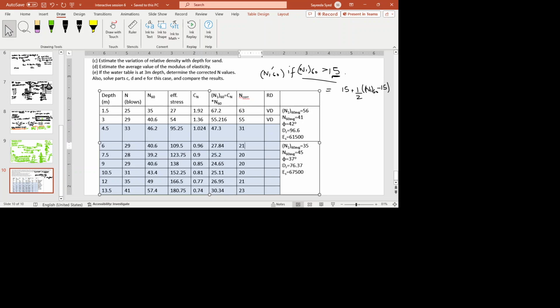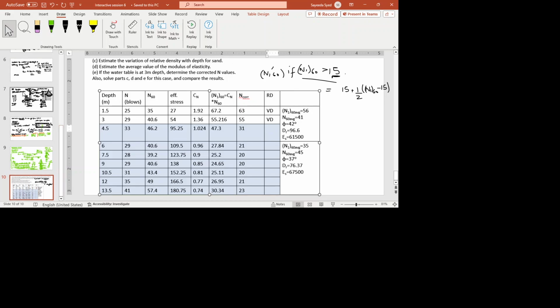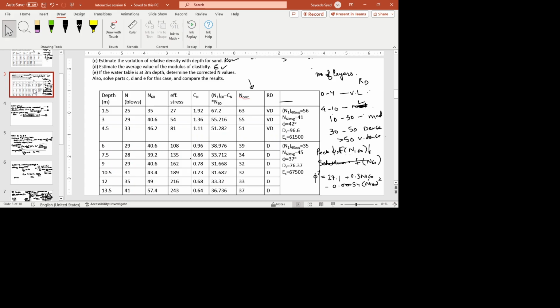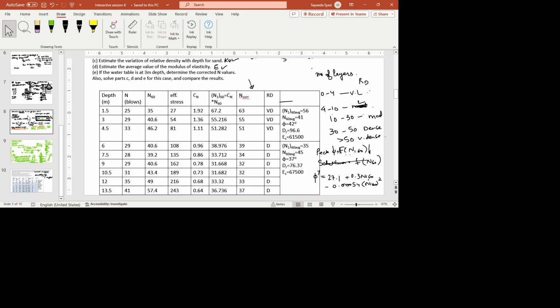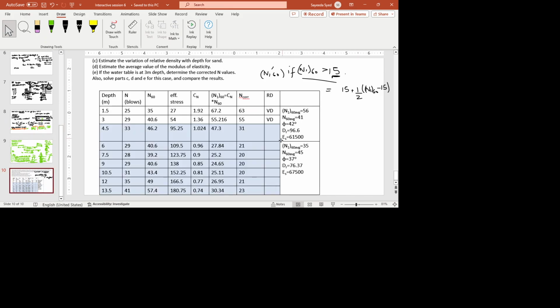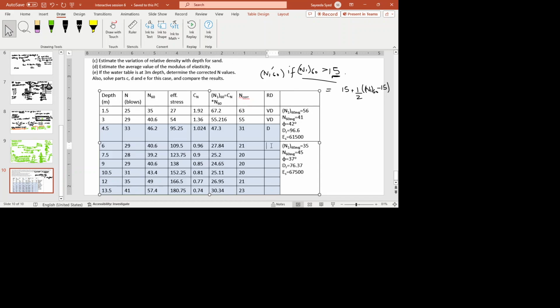So based on these corrected values, we get a different profile. What was the classification that we took for relative density? 10 to 30 medium. So this will be dense and this is all medium.